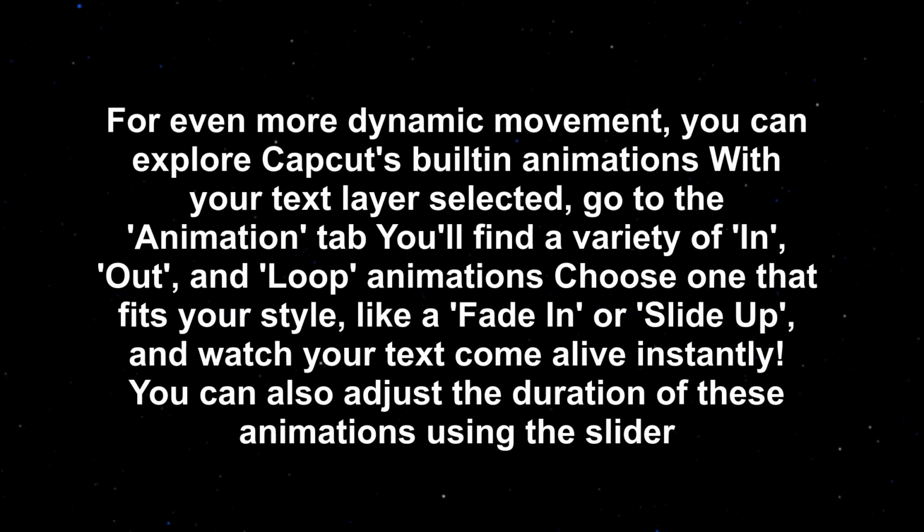For even more dynamic movement, you can explore CapCut's built-in animations. With your text layer selected, go to the Animation tab. You'll find a variety of in, out, and loop animations. Choose one that fits your style, like a fade in or slide up, and watch your text come alive instantly. You can also adjust the duration of these animations using the slider.